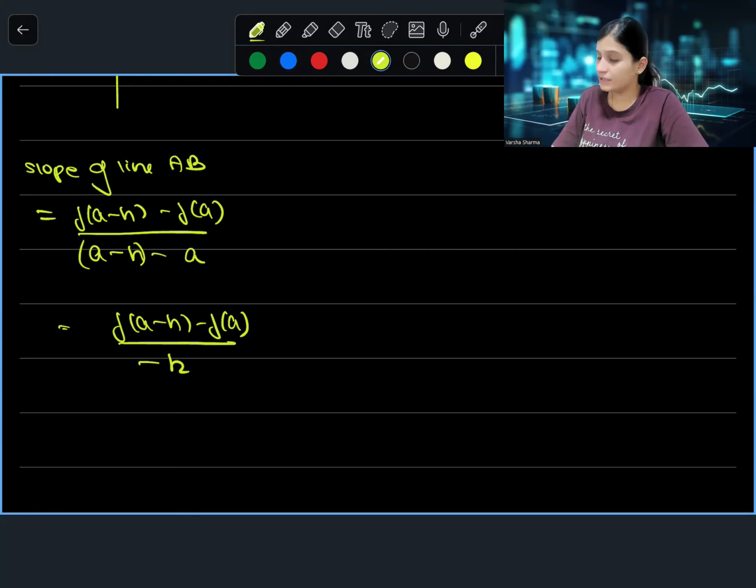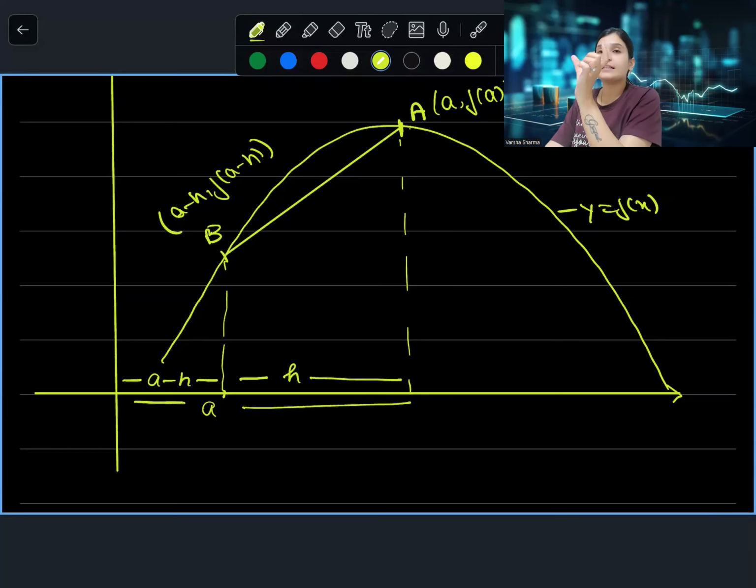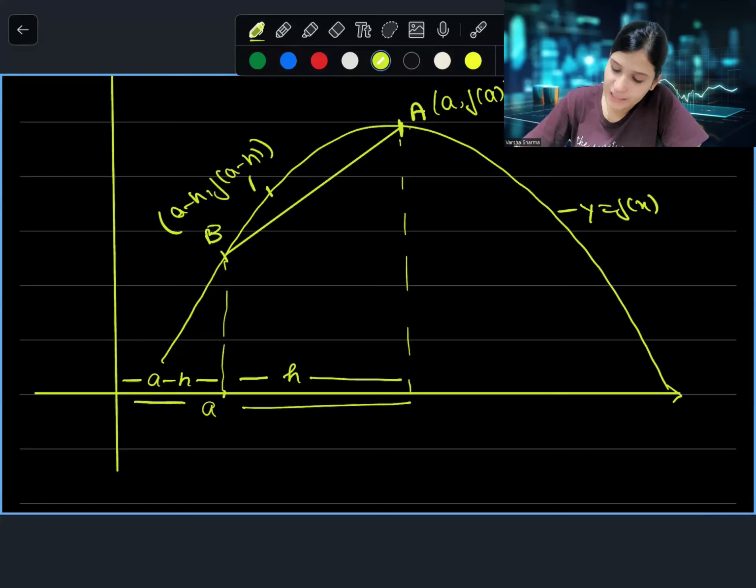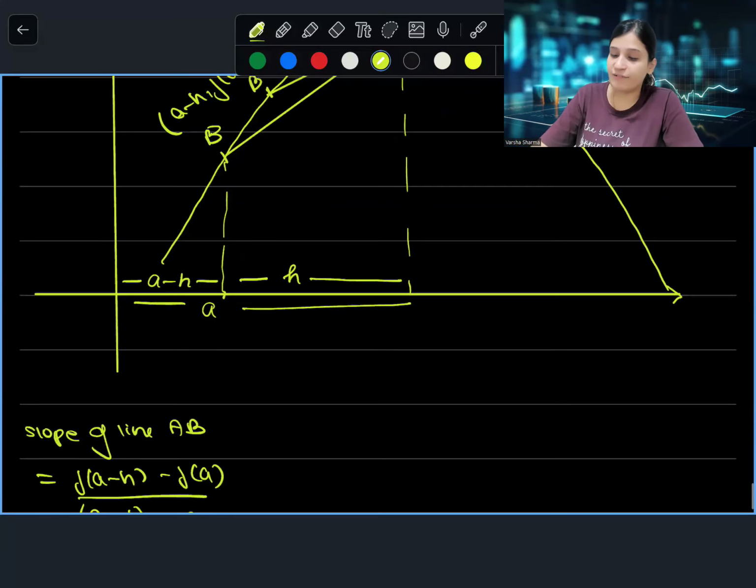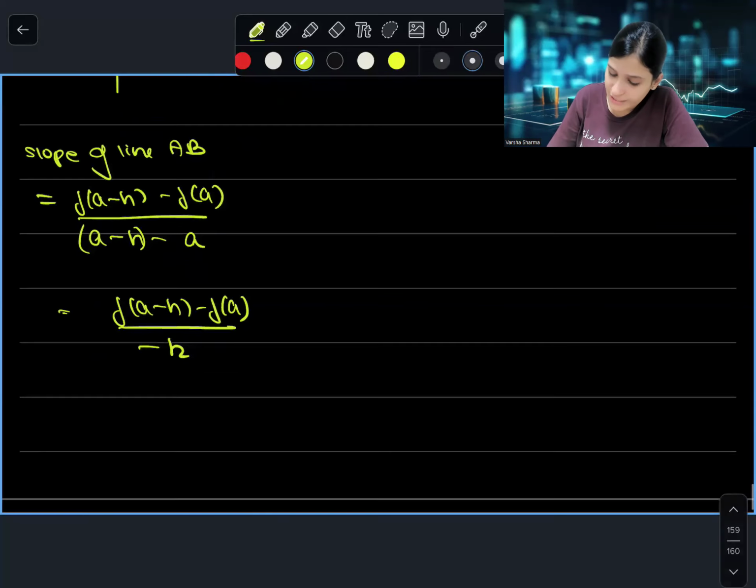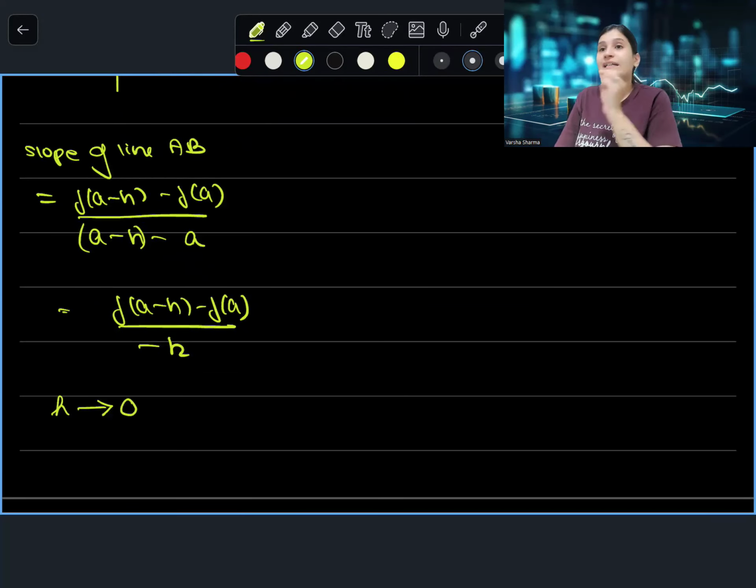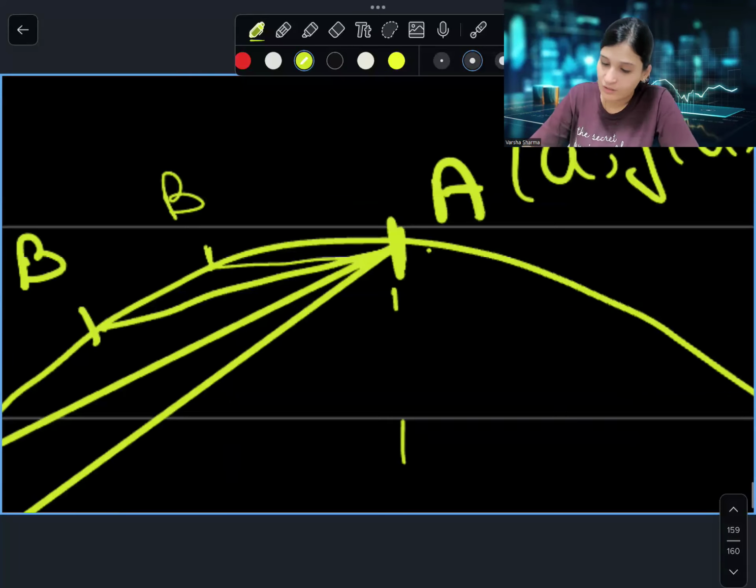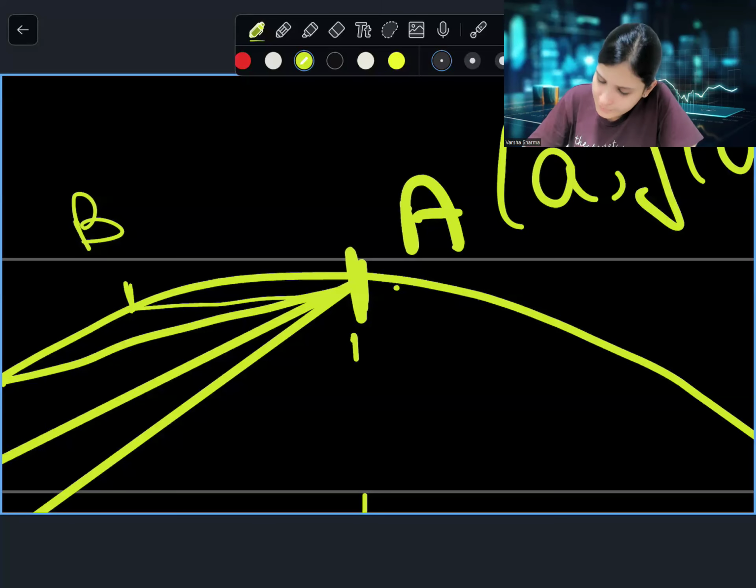Clear? Now you see, the gap between A and B is determined by h. If I start reducing this gap, that means I'm making the value of h smaller. So reduce the value of h, B comes here. I again reduce the value of h, it comes here. I again reduce h, B comes here. If I make the value of h almost 0, h tends to 0, that means B is somewhere here. Yes or no?